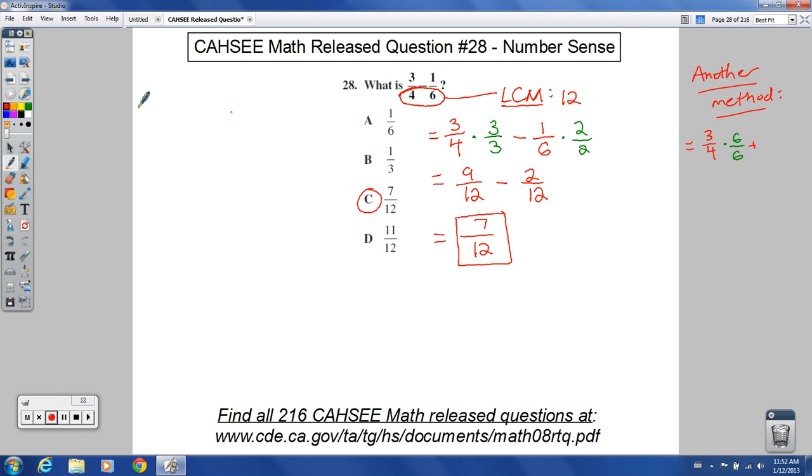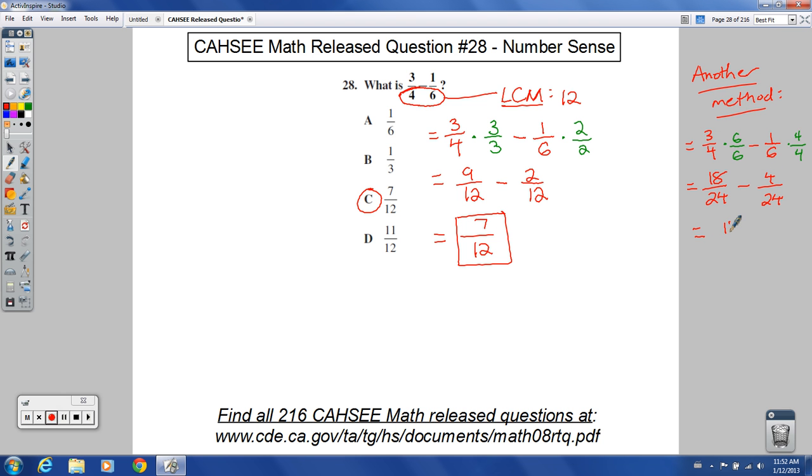So, minus 1/6. Opposite denominator of that one was 4, so multiply by 4 over 4. And let's see what we got. So we have 18 over 24 minus 1 times 4, 4 over 24 here. 18 was just the 3 times 6.